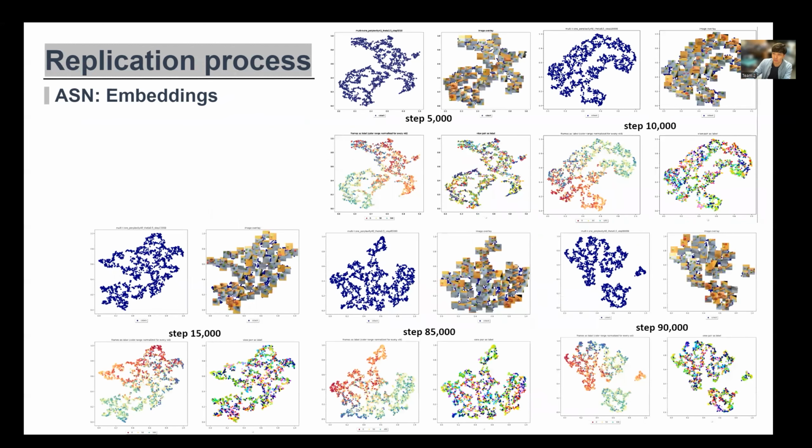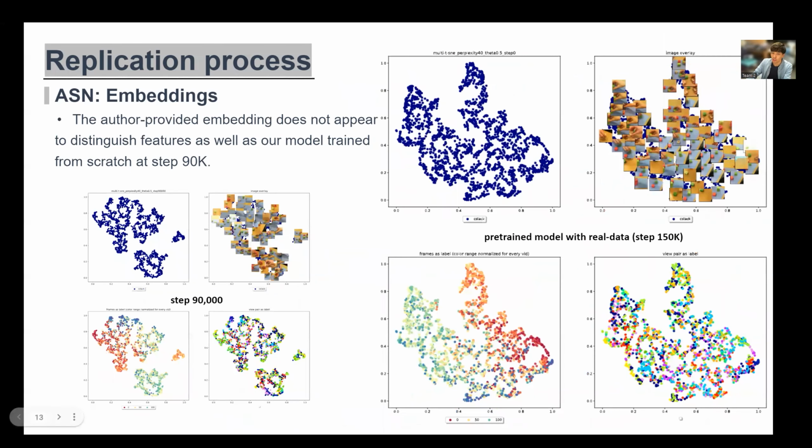Given this, we visualize the embeddings over various steps, and at the end, at 90,000 steps, we see the class features are much more discriminated from one another. But we also checked the author-provided pre-trained model, which yields this embedding visualization, and you can see that our experiment at 90,000 steps has more distinguishable class features than the pre-trained model. So we can confirm that our experiment went well.